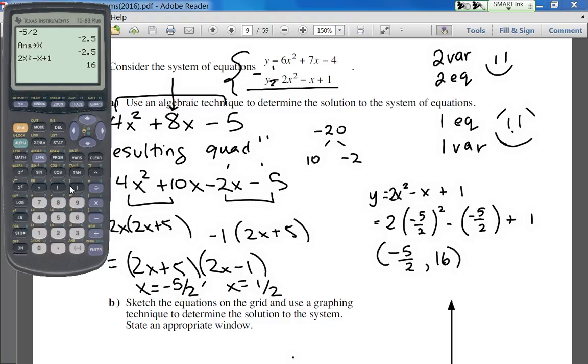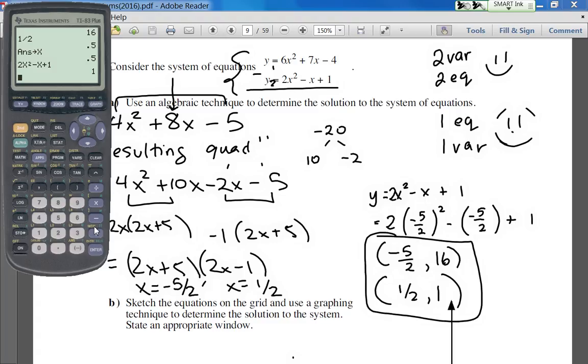Okay, now let's do the same thing with half. So we're going to go x value half, hit enter. So then we'll go store x. Now I can type it in again. 2x squared minus x plus 1. And the answer is 1. Okay? So there's the other one when x is half. Now you got a written response question, and you need to show your work. Show this. Sub it in. Use your calculator. Get the answer. As long as you show that process, it doesn't matter if you don't do it in your head. But if you show your work, you'll get the mark.